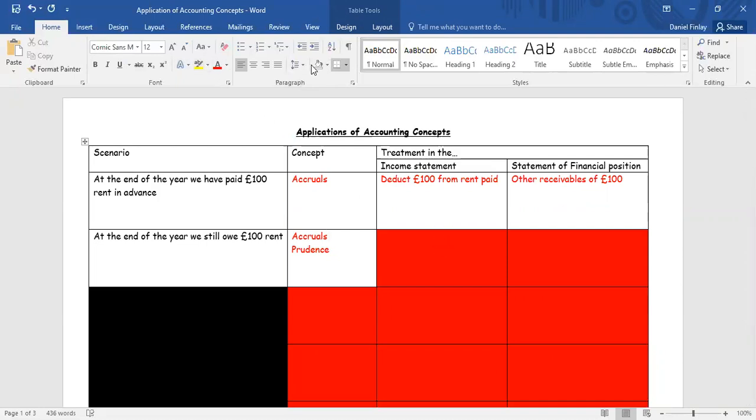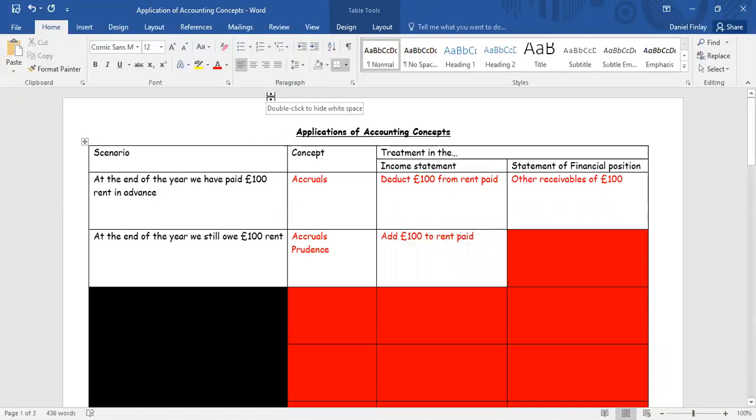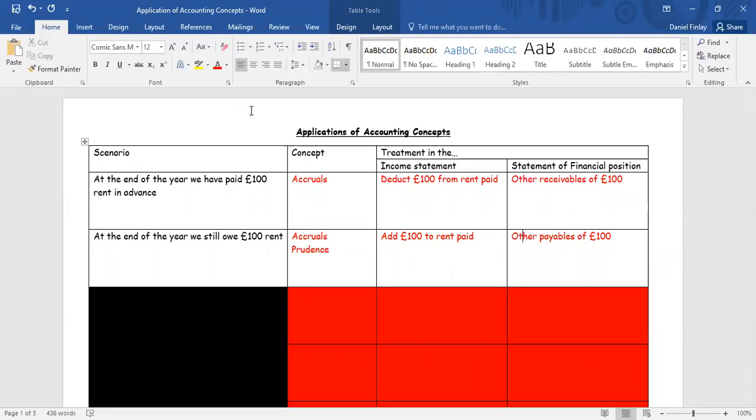So to fix it, on the income statement, we're going to add the £100 to our rent paid, because we should have paid it this year. And we're going to put it as an other payable on our statement of financial position, because at the end of that year, we owe that £100 rent.